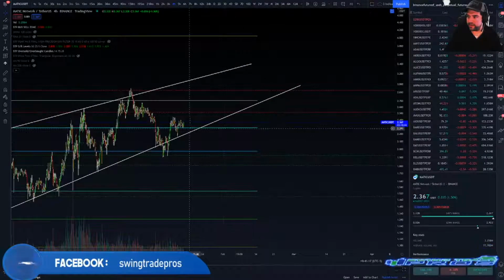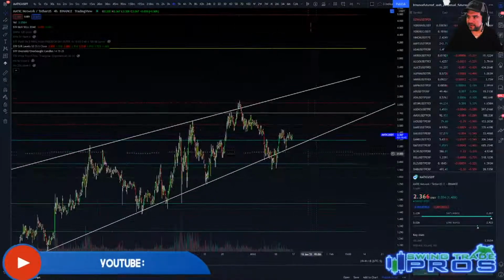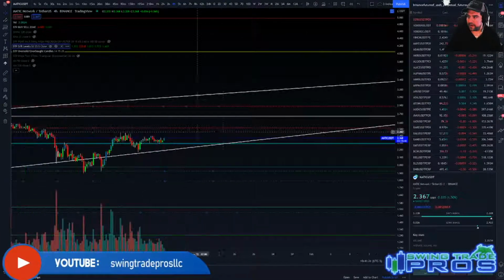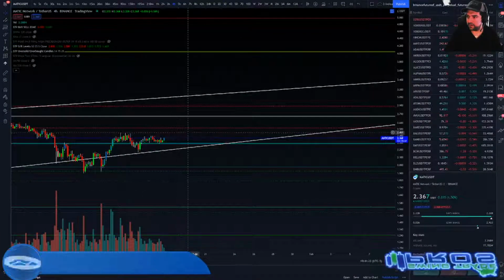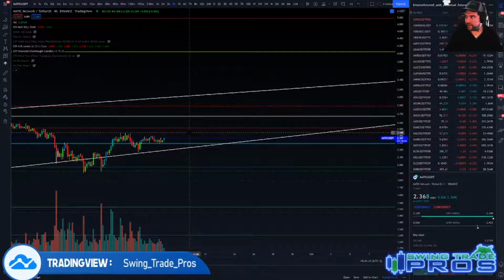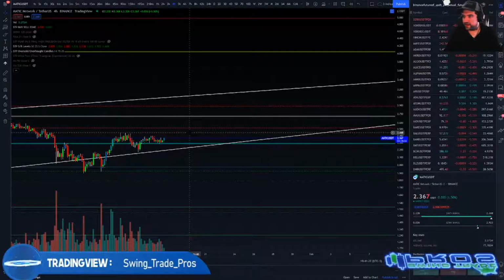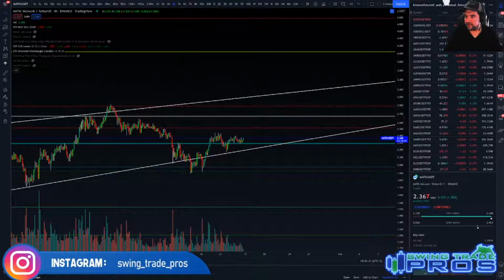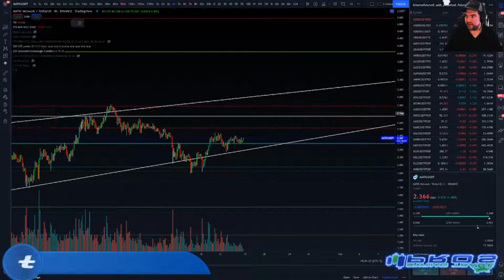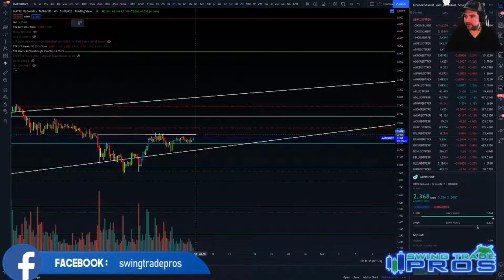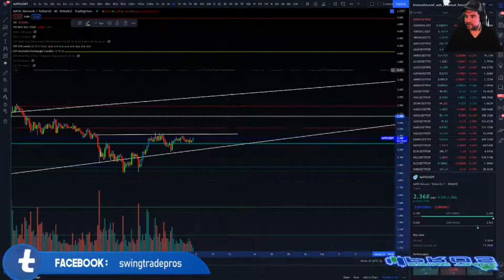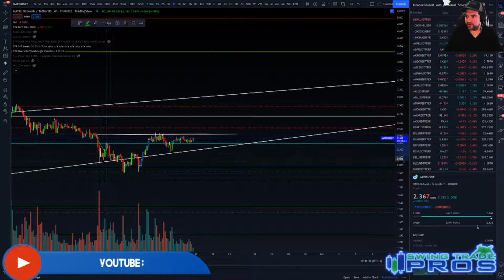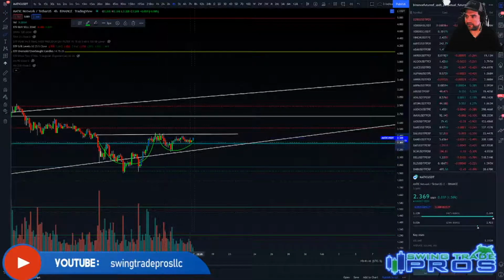So Matic holding the 88.6% retrace here, making a higher low. Beautiful. We can target the top of the range here for Matic, this 245 area. And if you break 245, we're looking at 252. This does look kind of like a cup and handle structure down here. You guys can see this, right? You got your cup here, and kind of an elongated handle.